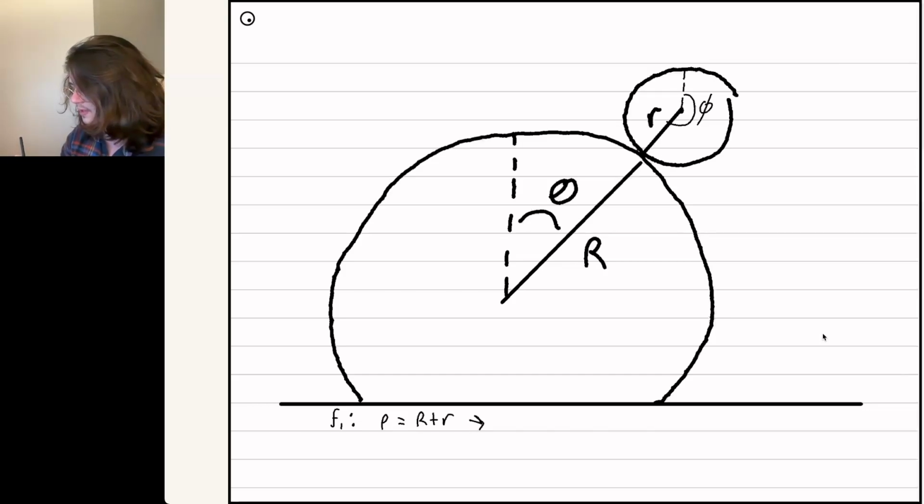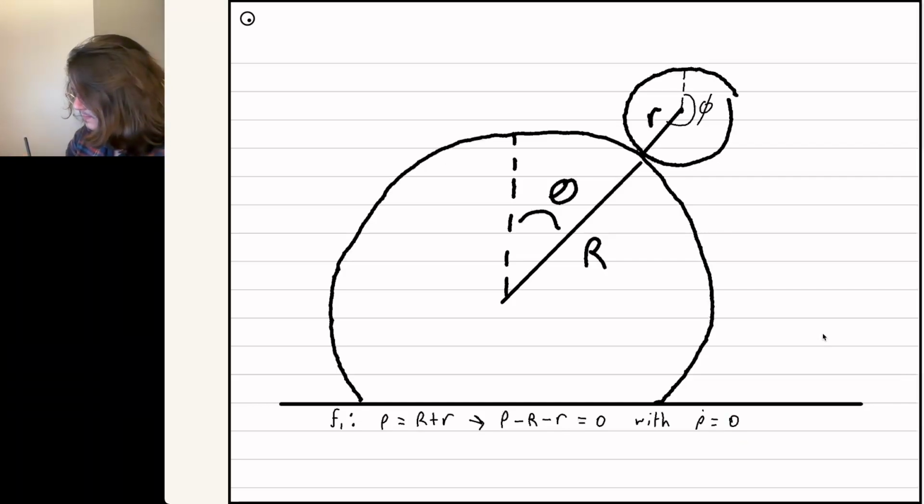And then to put it in the form of an actual constraint equation, you have to have 0 on one side. So it's going to be rho minus R minus r is equal to 0, with the constraint that rho dot is equal to 0.